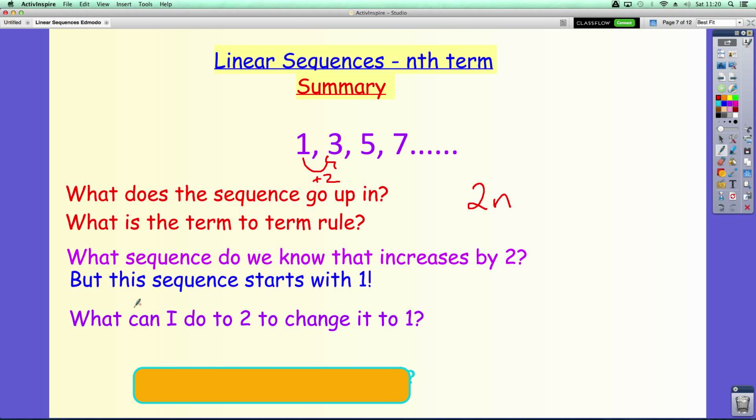And what can I do to change 2 to 1? So how can I get from 2 to 1? And so from 2 to that one there, I minus 1. So it's always either a minus or an add. So in this case, I'm minusing 1 to get there. And that is it. Thank you.